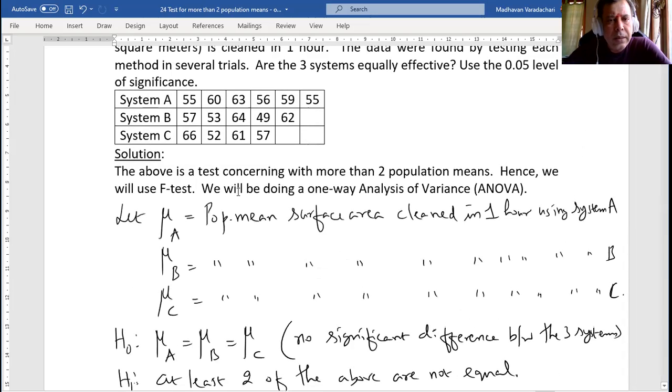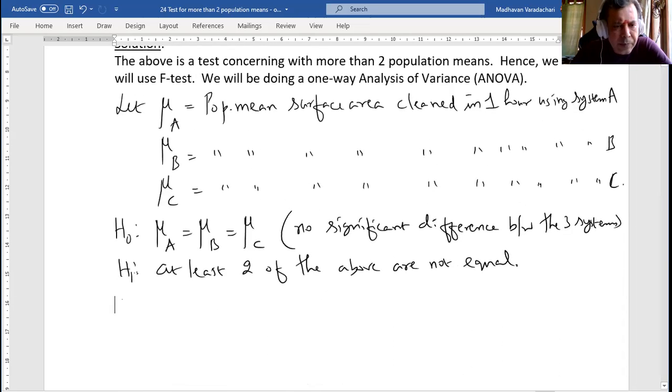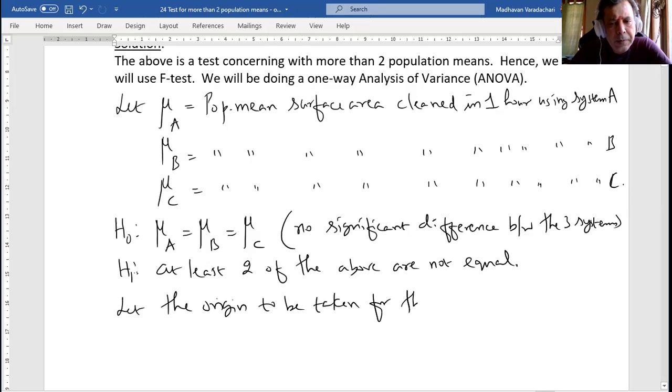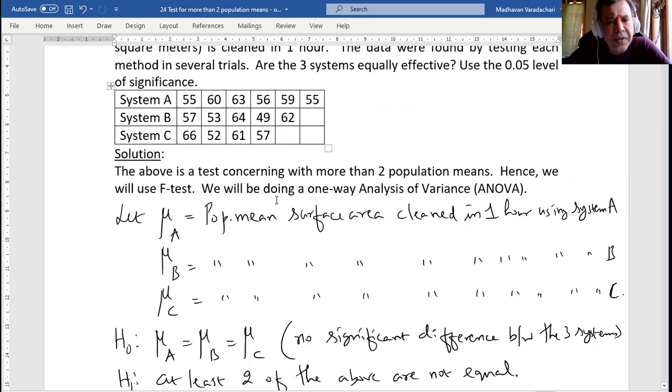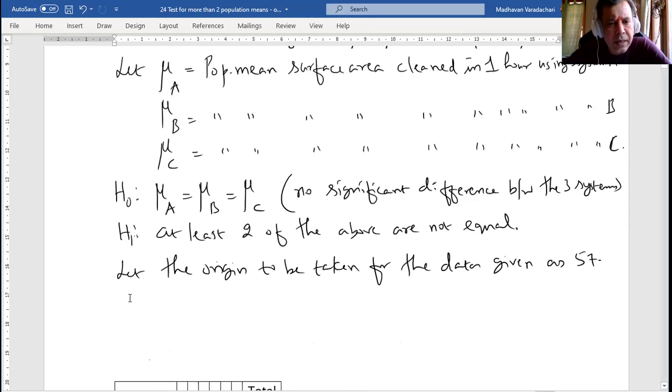Now, the data given are all two-digit numbers. We can think about simplifying it. For example, I can take a number somewhere in the middle, and assume it as 57. So let the origin be taken for the data given as 57. It means I'm going to subtract 57 from all these observations to simplify the data, nothing else.